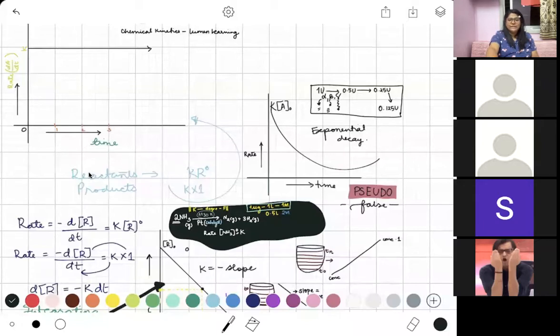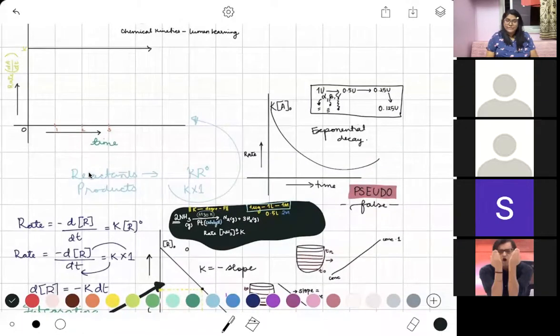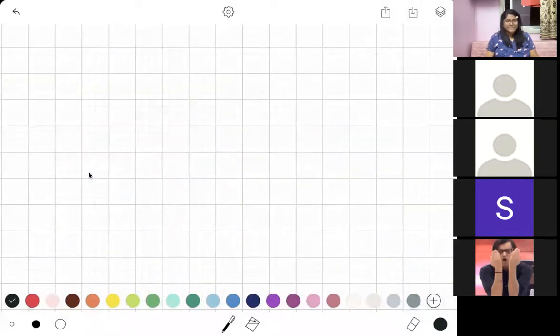Then we are going to learn about the mechanism of your reactions. And the next thing that we are going to do is discuss how the temperature is going to play a part in your calculations of your rates of reactions. So two more classes, and we are done with your chemical kinetics as well. I would request you to note down all of these parts of the class in your notebook.